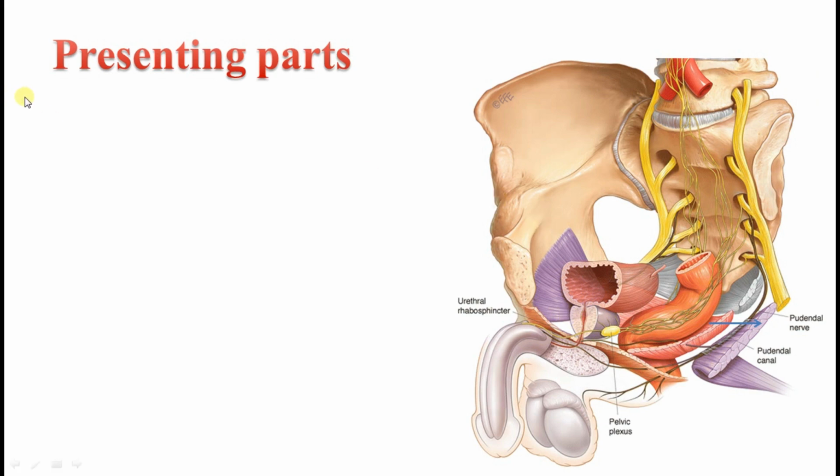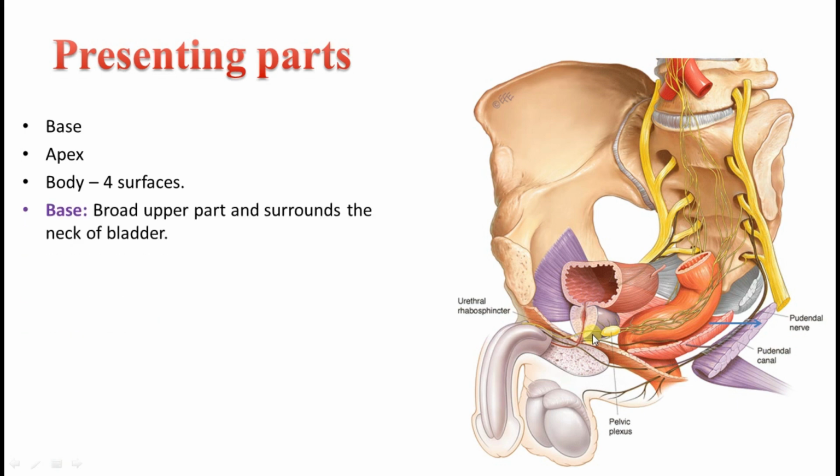So coming to the presenting parts, it has a base and an apex. The base is the upper broad part which you are able to see, and the apex is directed below and resting on the urogenital diaphragm. Then it has an anterior surface, a posterior surface, and two lateral surfaces. On either side you have the two lateral surfaces, and then you have an anterior and a posterior surface. So four surfaces, one apex and a base.